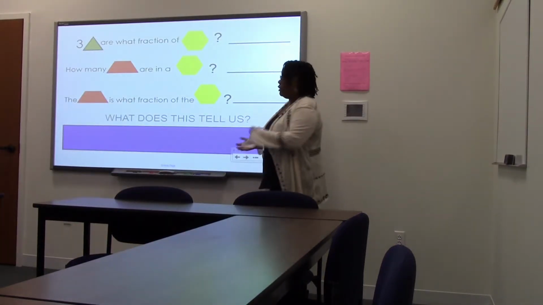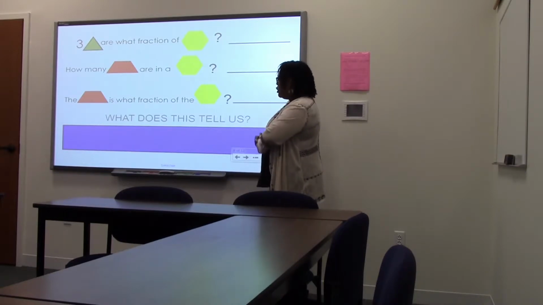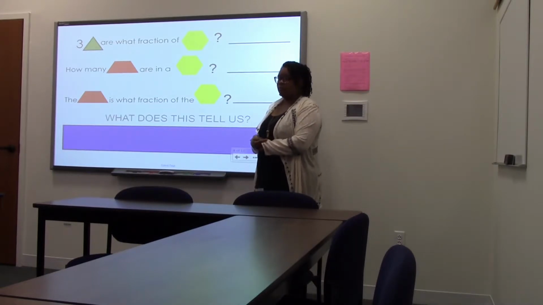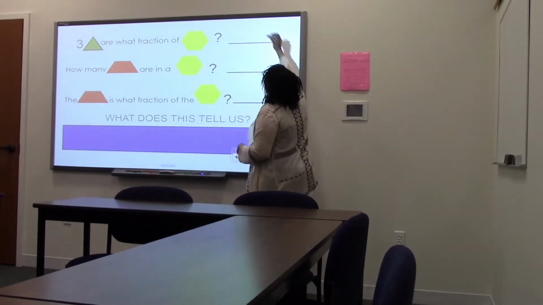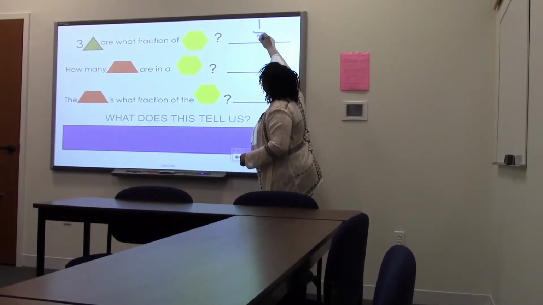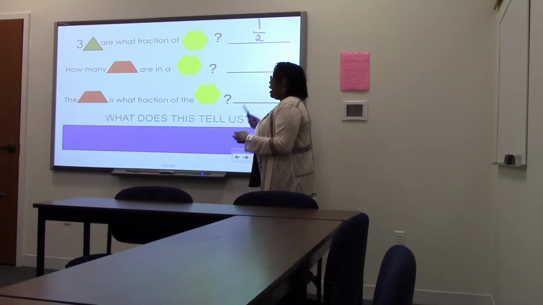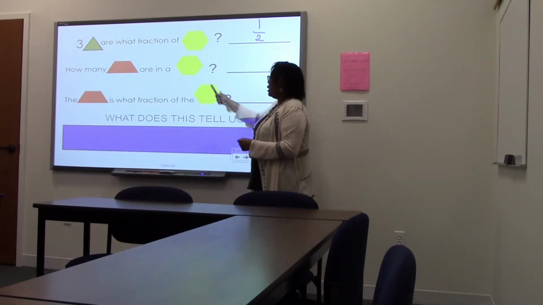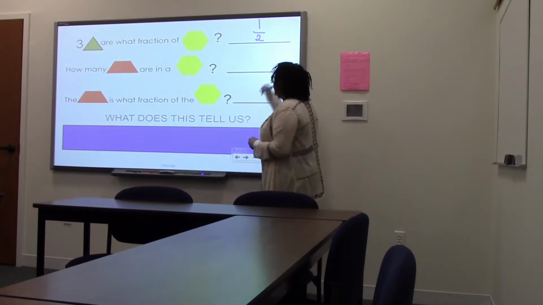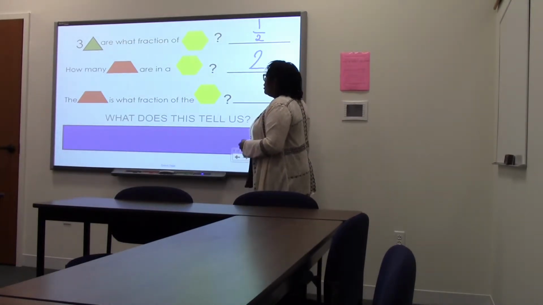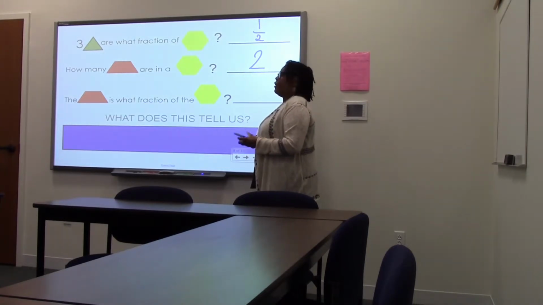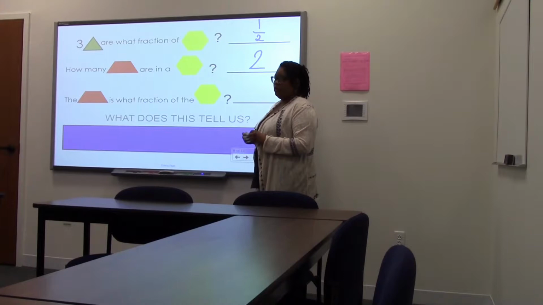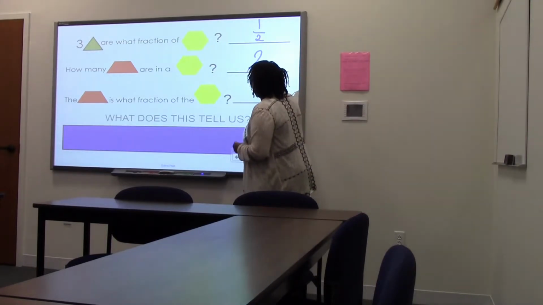So this is our first question of the day. So 3 triangles are what fraction of a hexagon? 1/6. 3 triangles? Oh, 3 triangles, 1/2. Good job, Stephanie. Next, how many trapezoids are in a hexagon? Rashonda? 2. Great. So, using this information from the second question, the trapezoid is what fraction of the hexagon? 1/2.